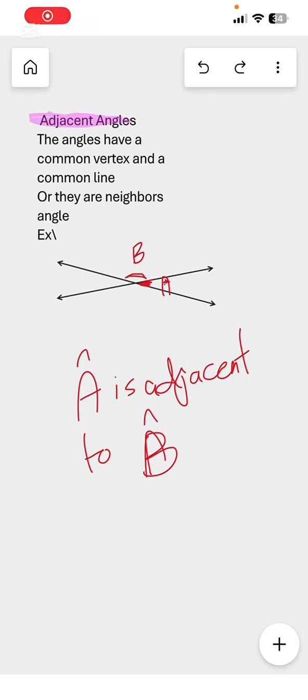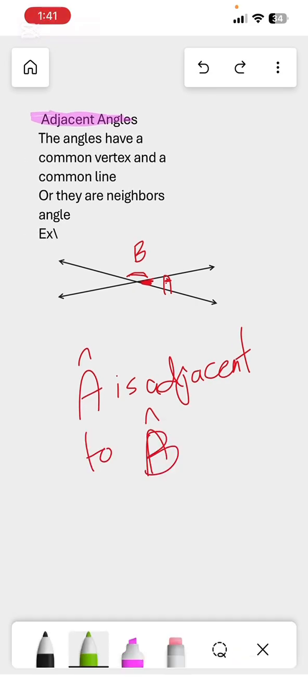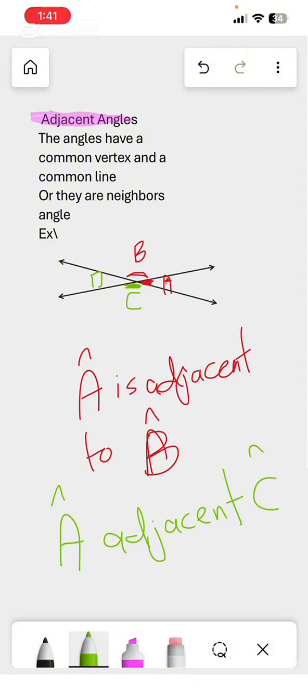And if we have angle C here and angle D here, we could say angle A is adjacent to angle C. And at the same time, C and D are also adjacent. D and B are also adjacent. What about vertical? A is vertical to D, and also B is vertical to C.